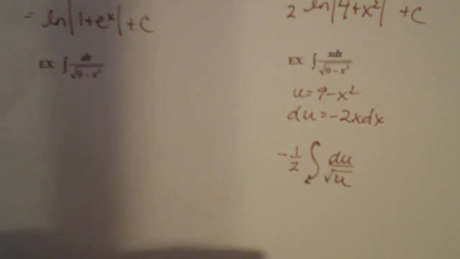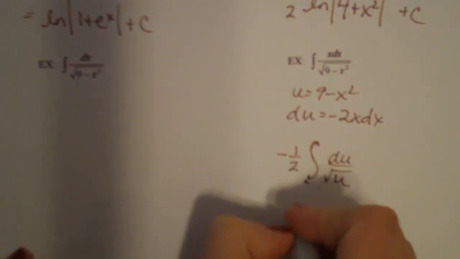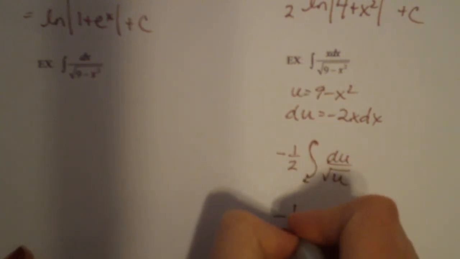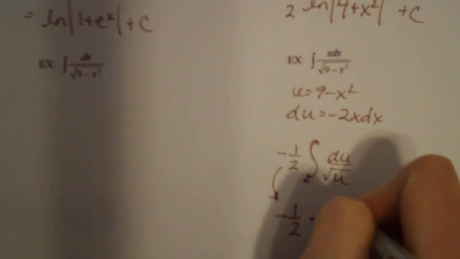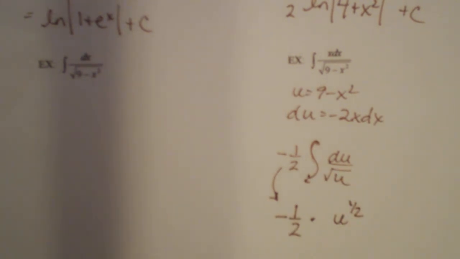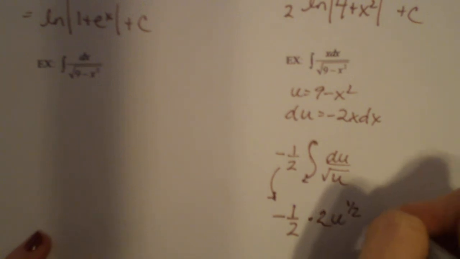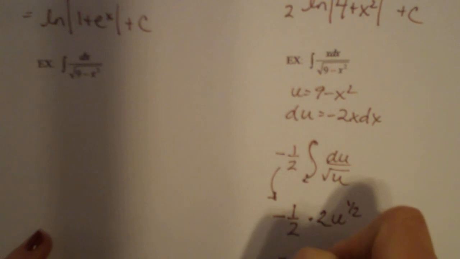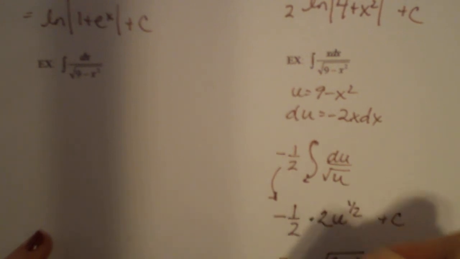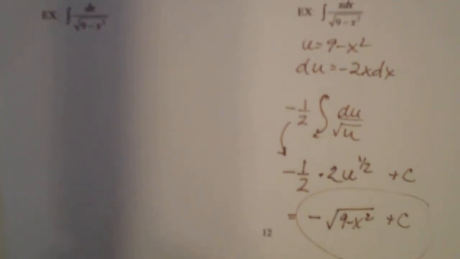So this is not an ln problem, guys. This is u to the negative 1/2. So this becomes negative 1/2, that's right there, times. I have to add 1 to my exponent, so that's going to give me a u to the 1/2, and I divide by my new exponent, so I'm dividing by 1/2, which is the same thing as multiplying by 2, plus c. Final answer, negative radical 9 minus x squared plus c. That's your final answer there. That's nice. I like that.